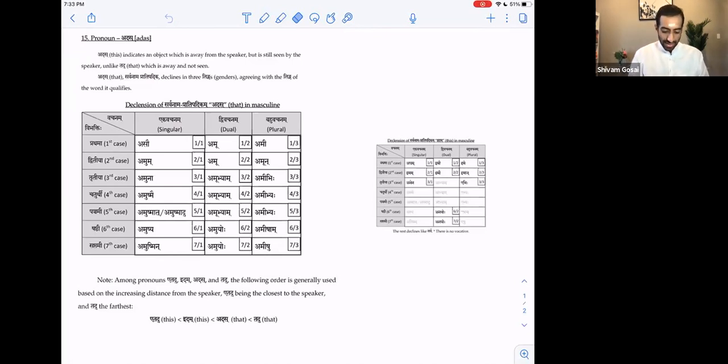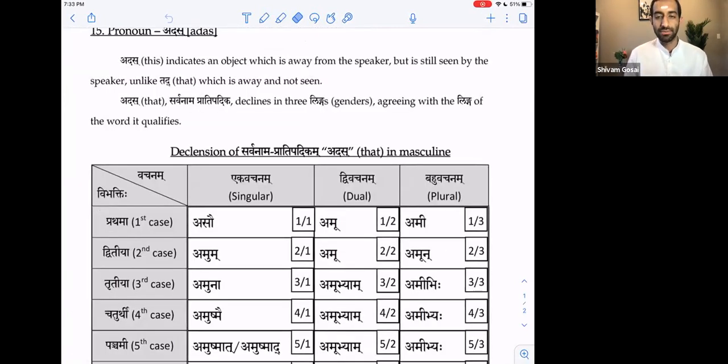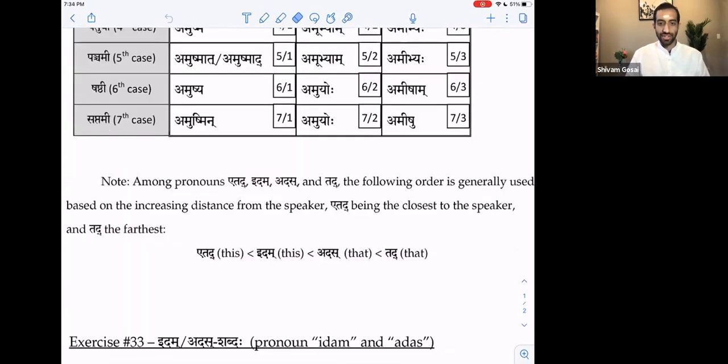Adas is a sarva-nama shabda. It is a pronoun, and it means that. And as we saw, here's the order of the shabdas that we've seen so far. Etad is something that's closest to the speaker. Idam is a little bit farther away. Then adas, which is something in the distance but still seen by the speaker. And then tat, which is something farther away, usually unseen by the speaker.